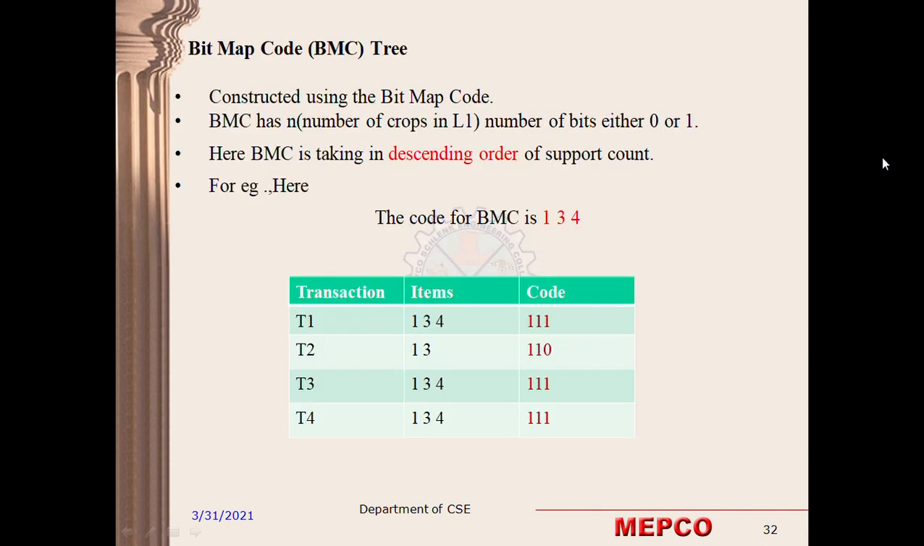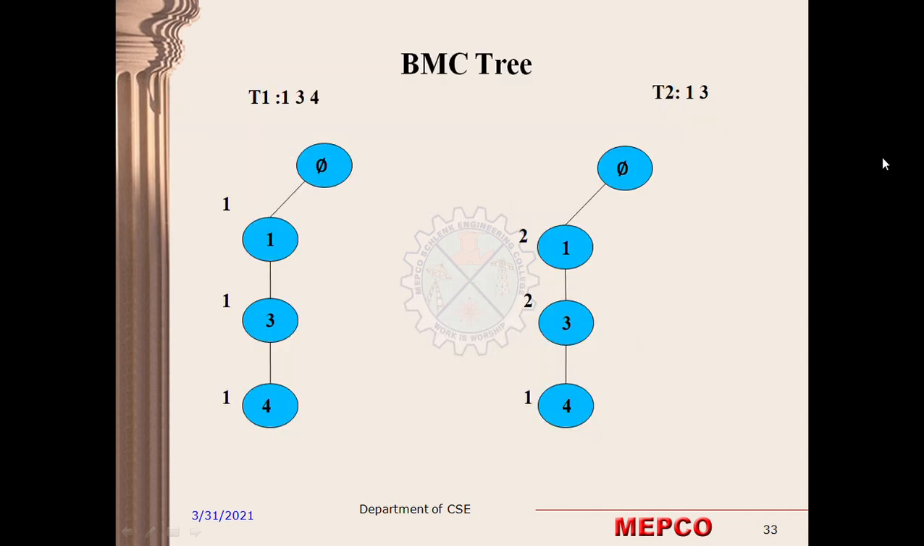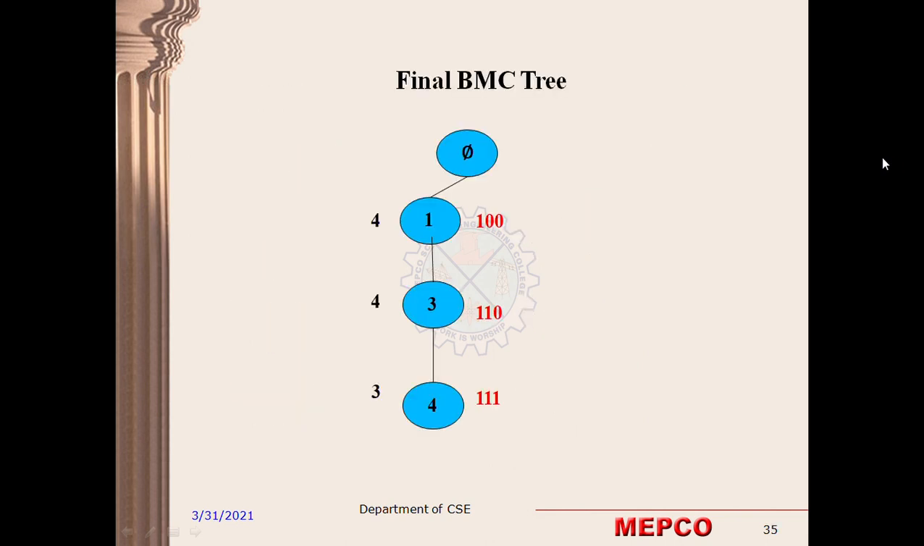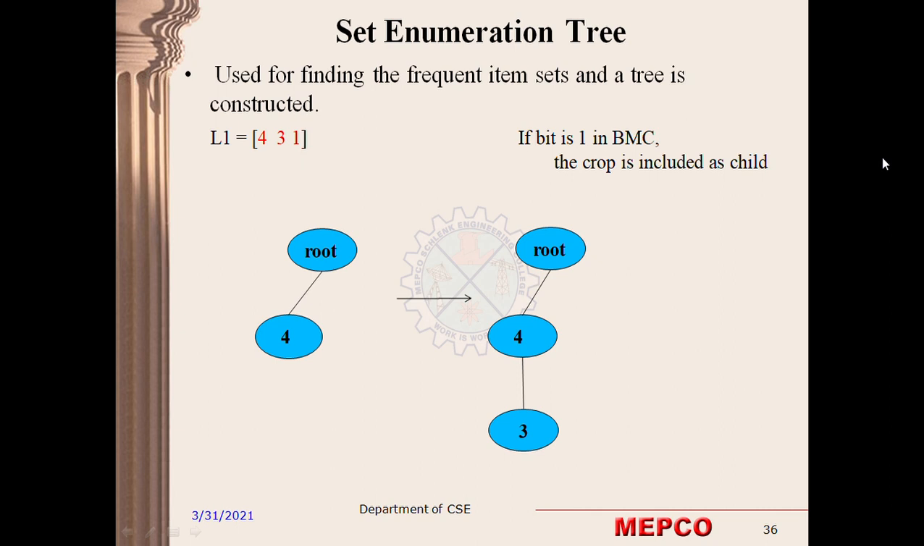BMC is constructed using bits 0 or 1. This is taken in descending order of support count. BMC is constructed for each transaction. The final BMC tree is this. This is the set enumeration tree.